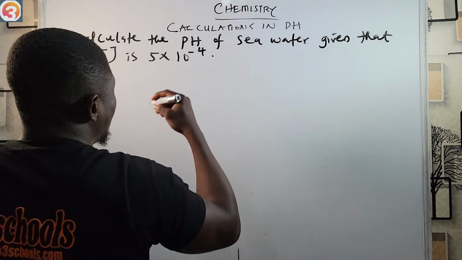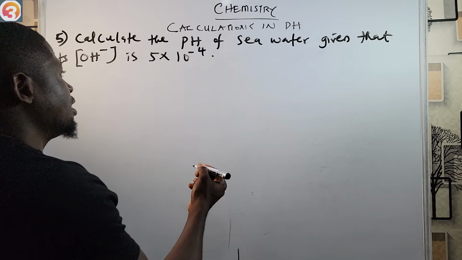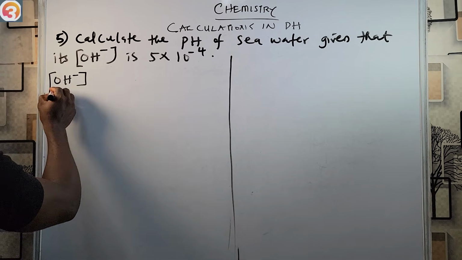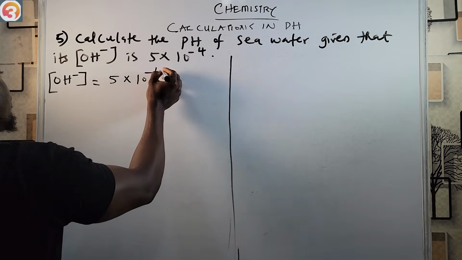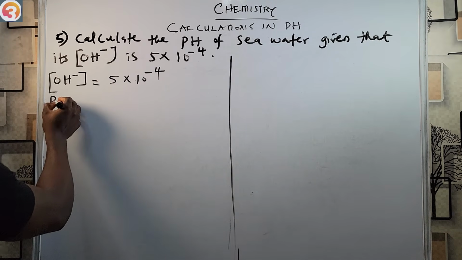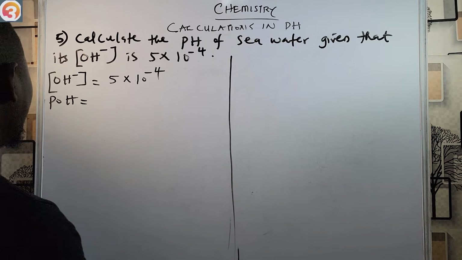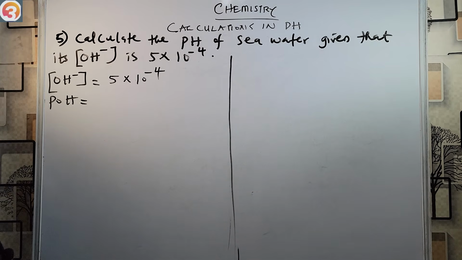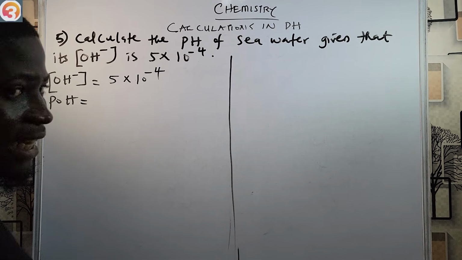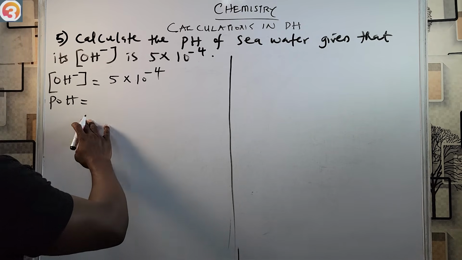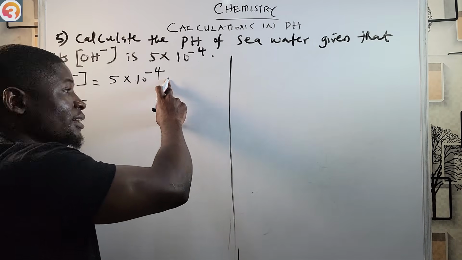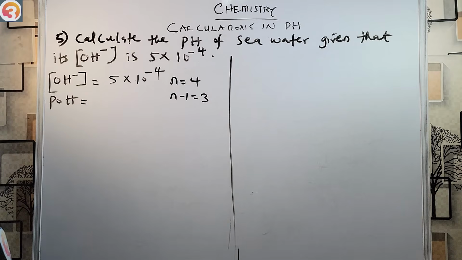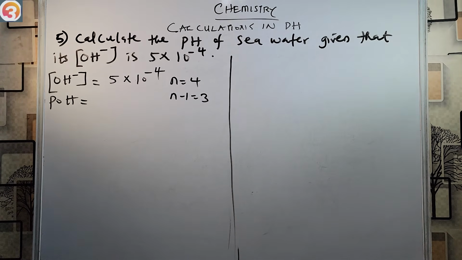So from here, there are two approaches you can use to find the pH, but let us take the simpler approach. Since we know that the hydroxyl ion concentration is equal to 5 times 10 to the power minus 4, then we can find the pOH. We know A and N. N is 4, A is 5. That means our pOH will be between N, which is 4, and N minus 1, which is 3. That means our pOH is going to be within these two limits.